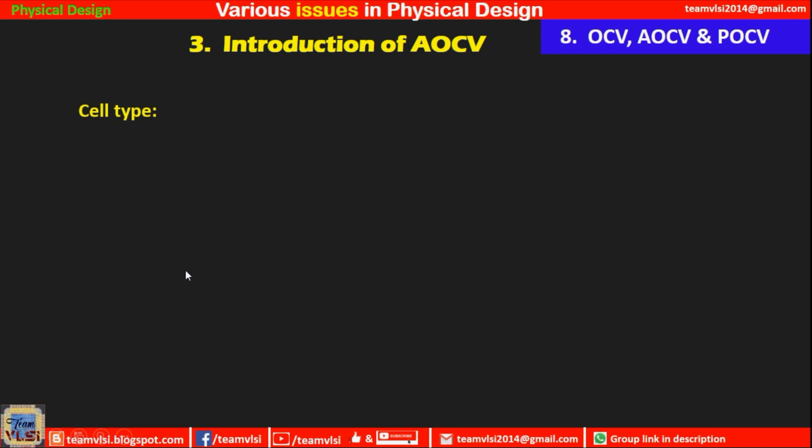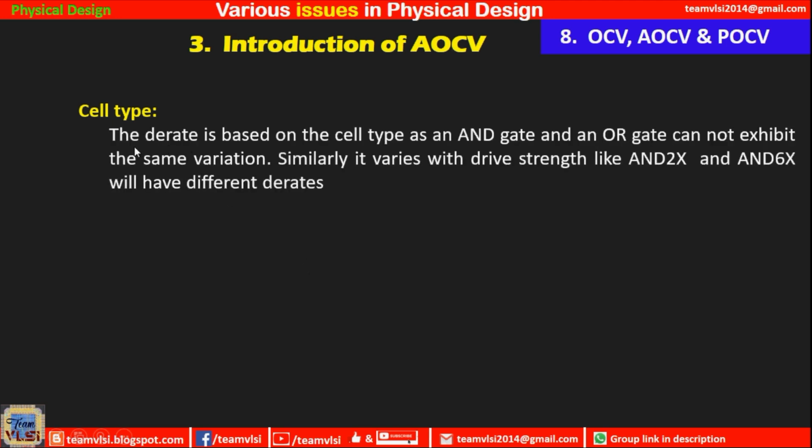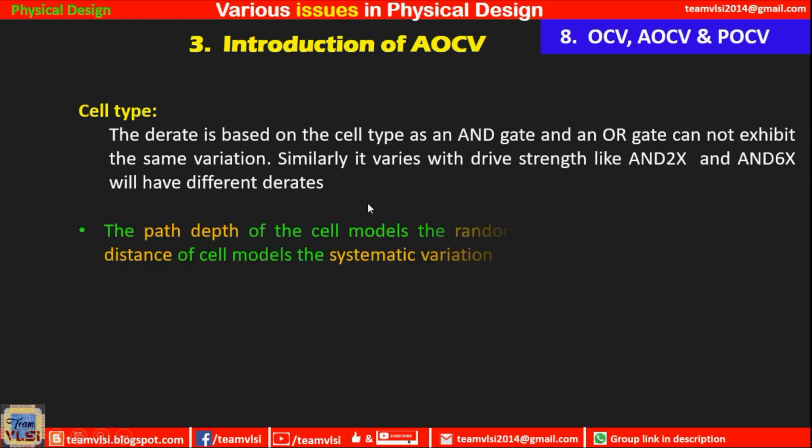Next is cell type. The derate is based on the cell type, as an AND gate and an OR gate cannot exhibit the same variation. Similarly, it varies with the drive strength, like AND 2x and AND 6x will have different derates. The path depth of the cell models the random variation component, while the distance of the cell models the systematic variation. So systematic variation is taken care of by the distance, and random variation is taken care of by the depth.